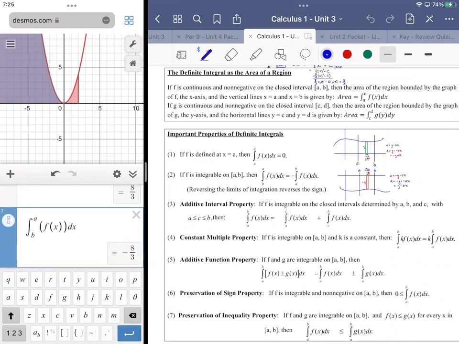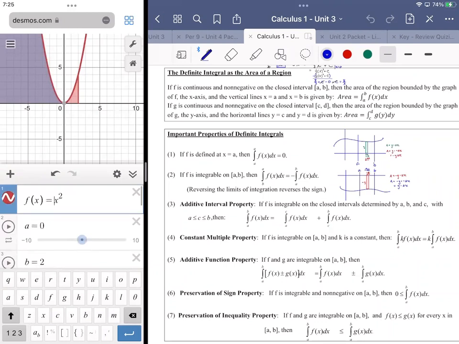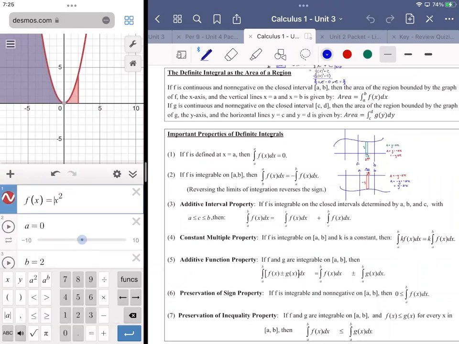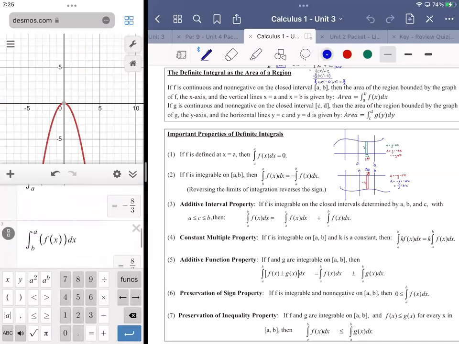The signs get reversed. So now let me change my function so that it's strictly below the x-axis. You'll see that the relationship is still true. It's still one positive, one negative. So to correct for that, you just negate one, and you get the other. The additive interval property, I think that's probably pretty easy.